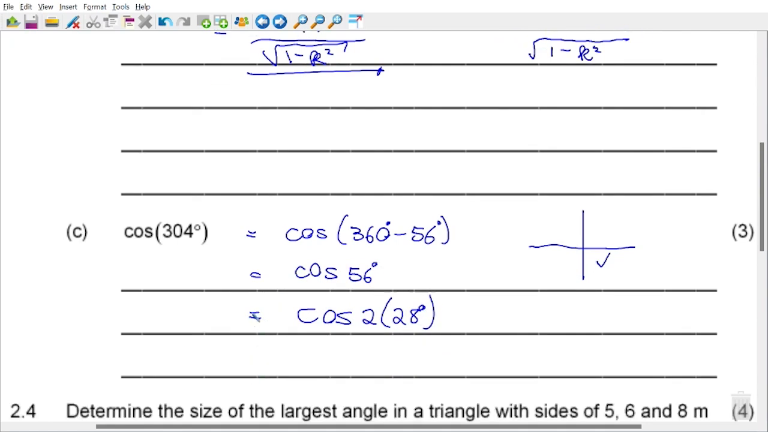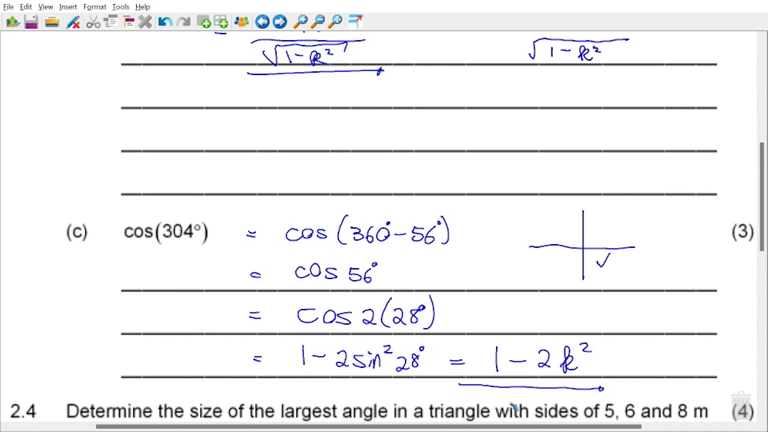Now I need to choose one of my 3 cos formulas. And you'll remember that there's one that just involves sine, or sine squared. There's one that involves sine squared and cos squared. And there's one that just involves cos squared. I know about sine of 28. So I'm going to go with the one that says 1 minus 2 sine squared 28 degrees. And remember, sine of 28 degrees is k, so I get 1 minus 2k squared.